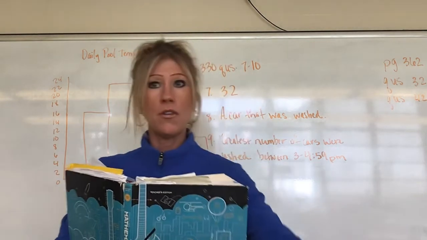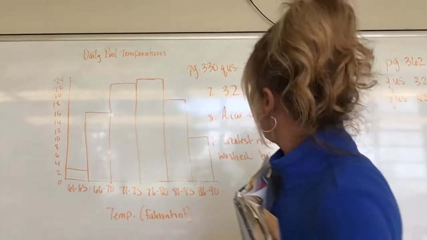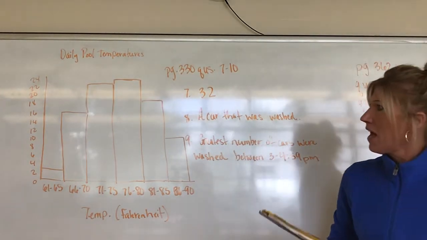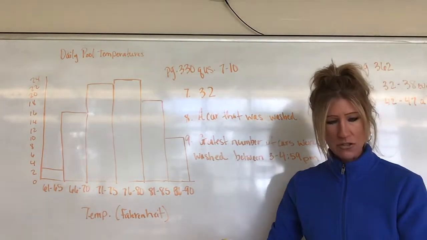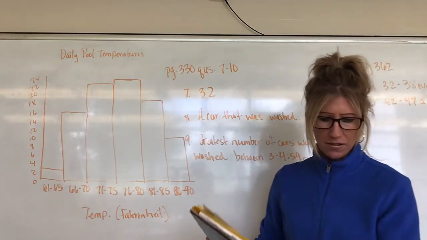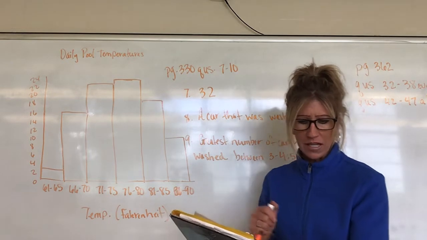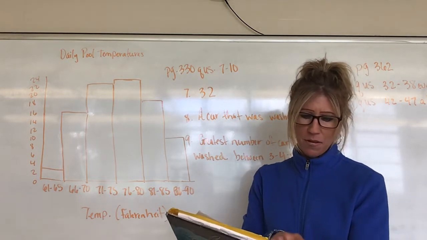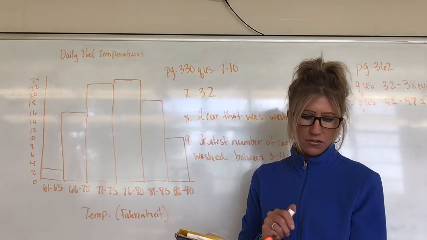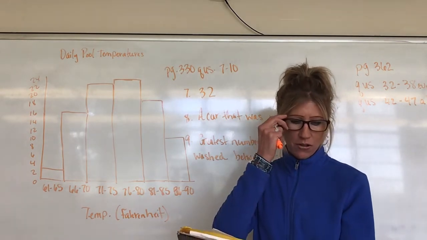Okay, so let's start with our questions for 7, 8, 9, and 10. This is from your book, page 330. On page 330, the first thing we did, we looked at a histogram that represents the money made during a car wash fundraiser. We're to use the histogram for questions 7 through 9.